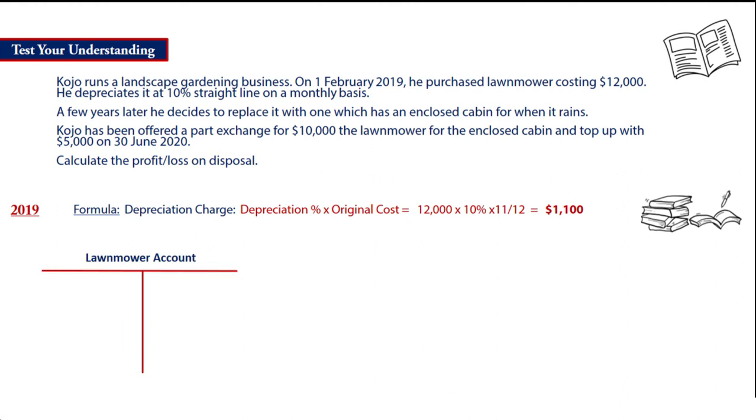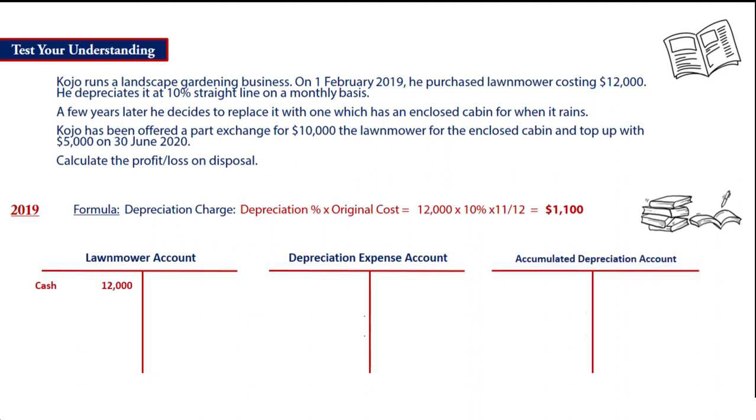So we open a lawnmower account, we debit it with $12,000, then open a depreciation expense account and an accumulated depreciation account. We will debit the depreciation expense account in the name of accumulated depreciation for $1,100 and credit the accumulated depreciation account in the name of depreciation for $1,100.